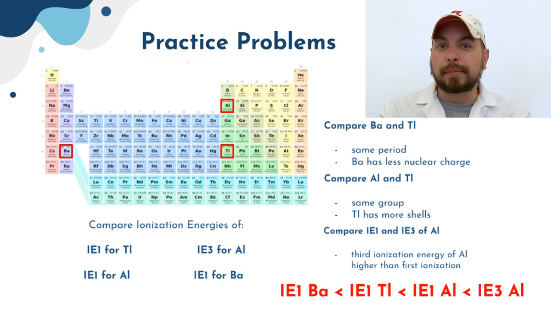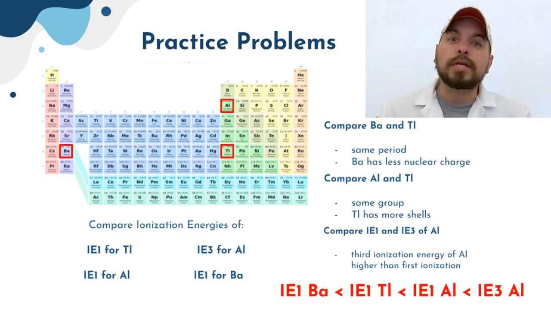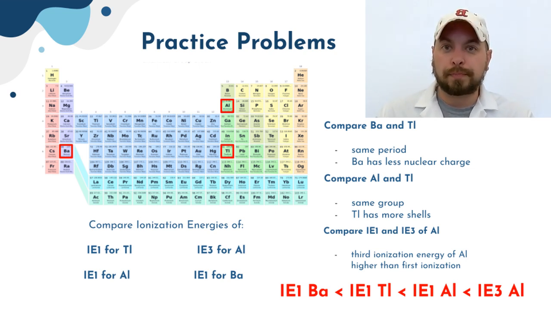Well, the first thing to keep in mind is that barium is going to have the lowest effective nuclear charge here, +2, and the most number of energy levels. As a result, it is going to have the weakest ionization energy, or the lowest ionization energy of all this group. The next one is going to be thallium.